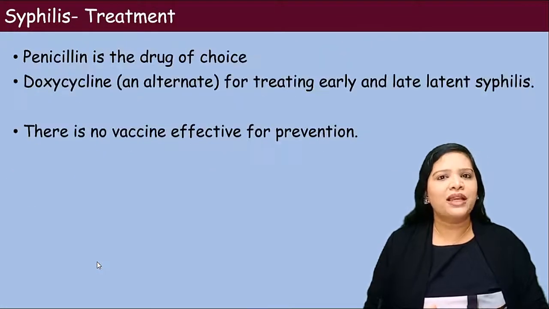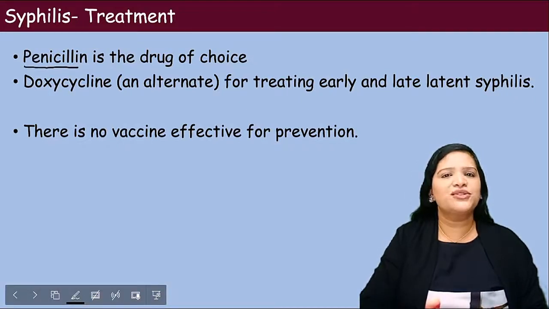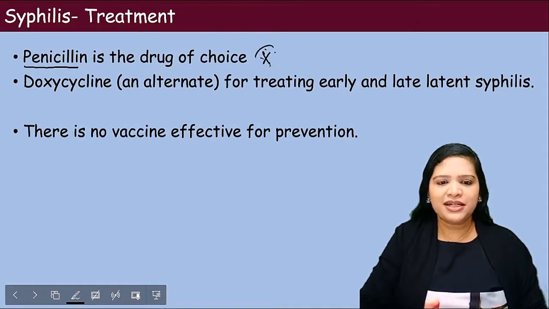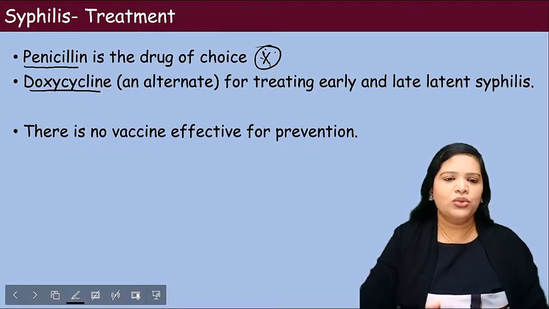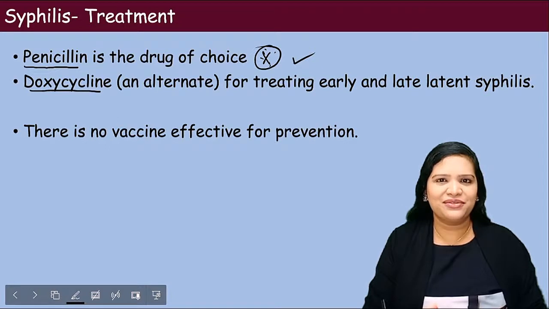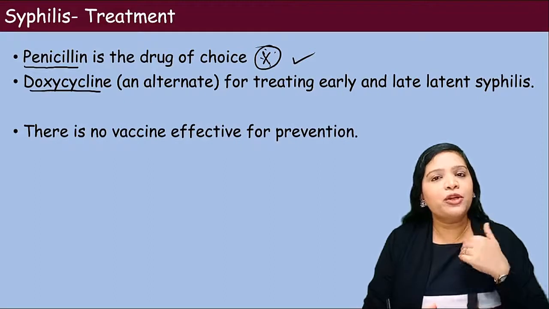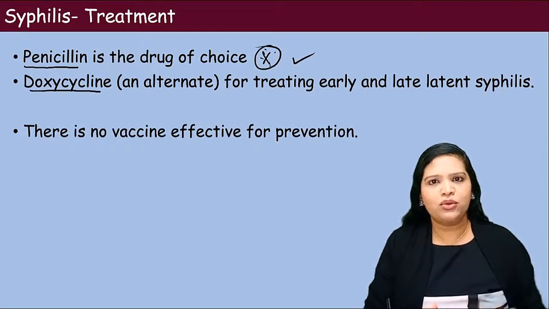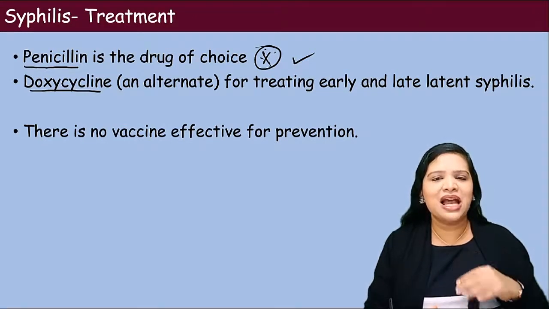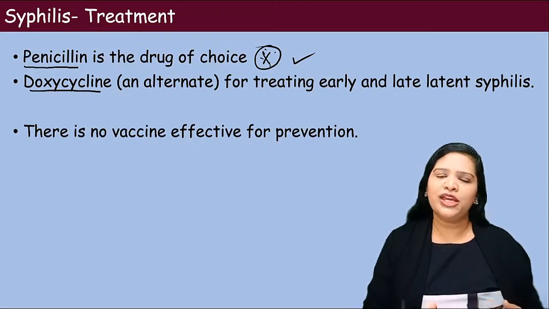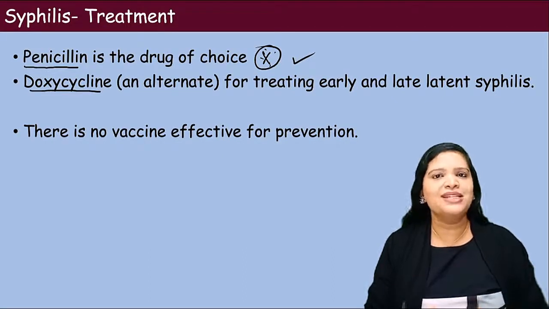Clear? Okay, now let us see the treatment options for syphilis. The best drug of choice for syphilis is penicillin. Sometimes, if it is a tertiary case, we could use doxycycline also. But still, penicillin is the best drug for syphilis. There is no vaccine for the disease, so we can prevent it by using condoms during sexual intercourse, or through prenatal diagnosis: if a pregnant mother has the disease, she can be given proper treatment so that it won't pass to the fetus. Like this, preventive methods are there. There is no vaccine for this disease.